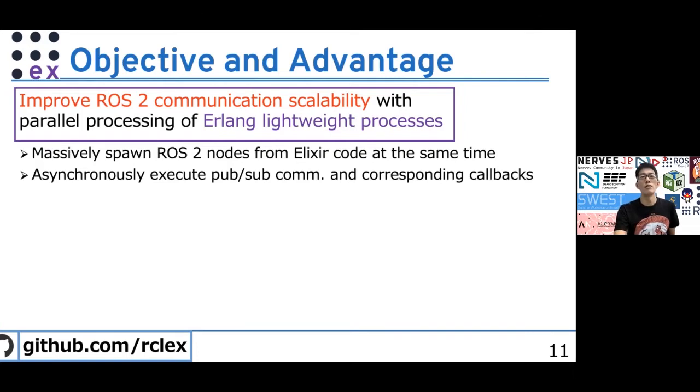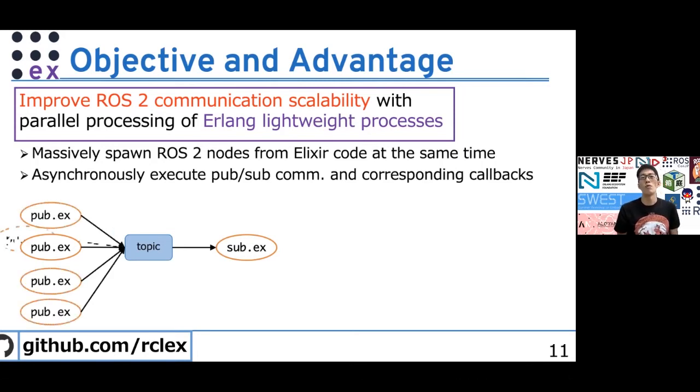We suggest that RCLEX has two primary advantages. First, RCLEX can spawn a large number of ROS nodes from Elixir code at the same time. Second, our execution manager realizes asynchronous execution between PubSub communication and their corresponding callbacks. Okay, please imagine that one node publishes a message to a topic and another node subscribes to it. It is not a problem in C++ or Python.